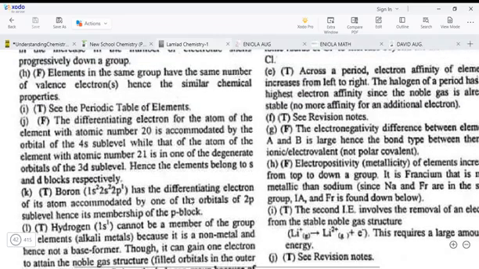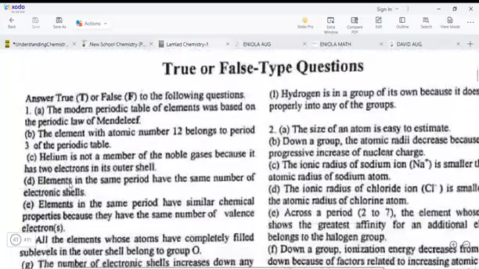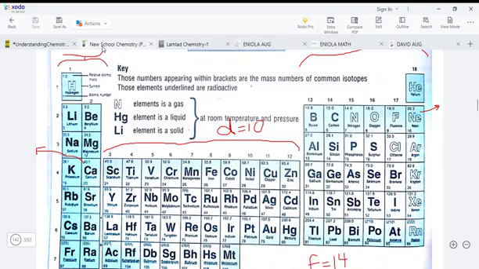J is false, because the differentiating electron for the atom of the element with atomic number 20 is accommodated by the orbital of the 4s sublevel, while that of the atom of the element with atomic number 21 is in one of the degenerate orbitals of the 3d sublevel. Hence the elements belong to S and D blocks. This is the drawing that will prove that statement. Number 20, calcium, belongs to S block, but the next one, number 21, scandium, belongs to D block, not P. So that is to back up that point.